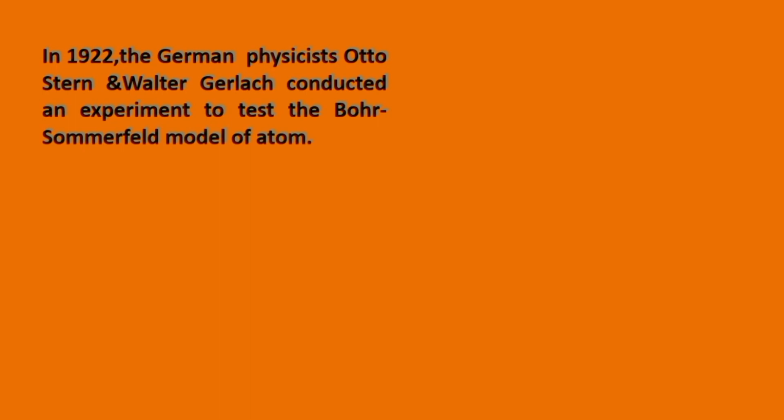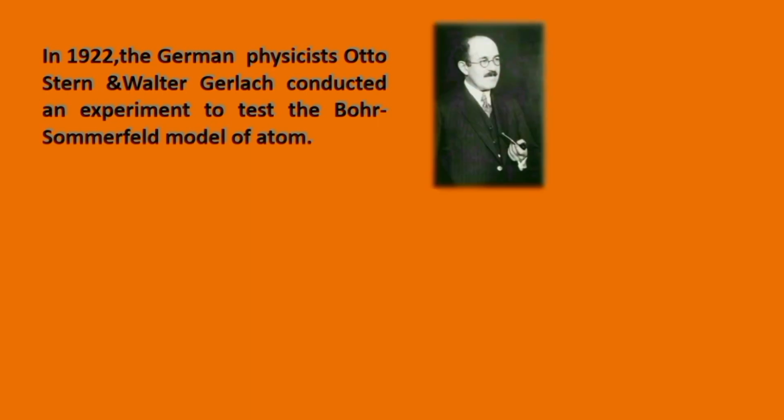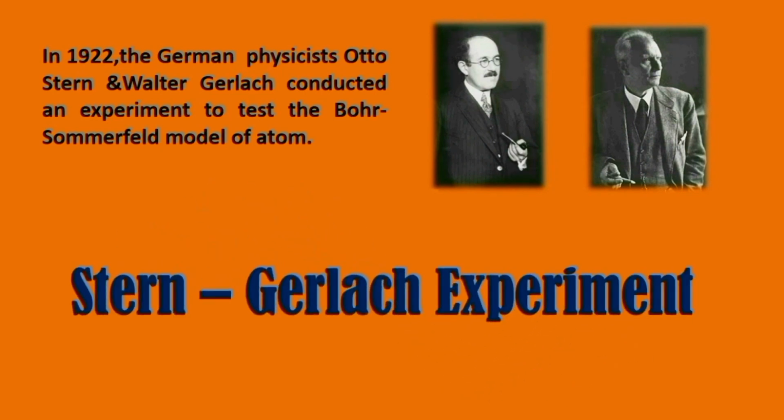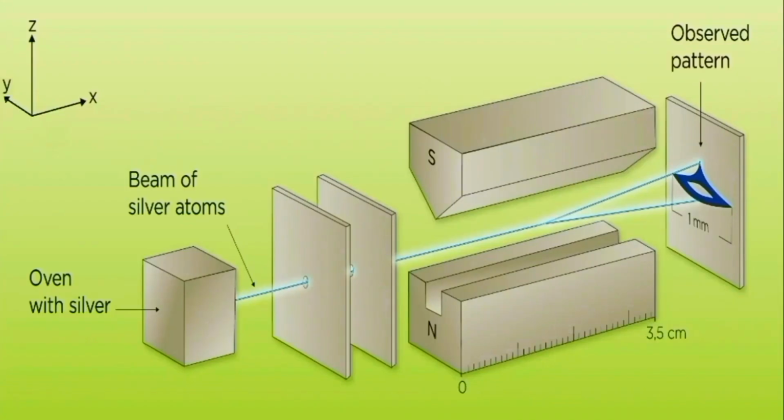In 1922, the German physicists Otto Stern and Walter Gerlach conducted an experiment to test the Bohr-Sommerfeld model of the atom. This is known as the Stern-Gerlach experiment. In this experiment, silver atoms were sent through a spatially varying magnetic field, which deflected them before they struck a detector screen such as a glass slide.